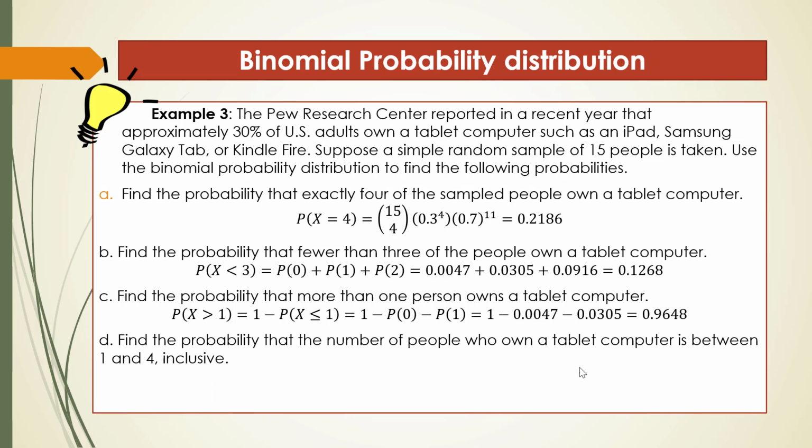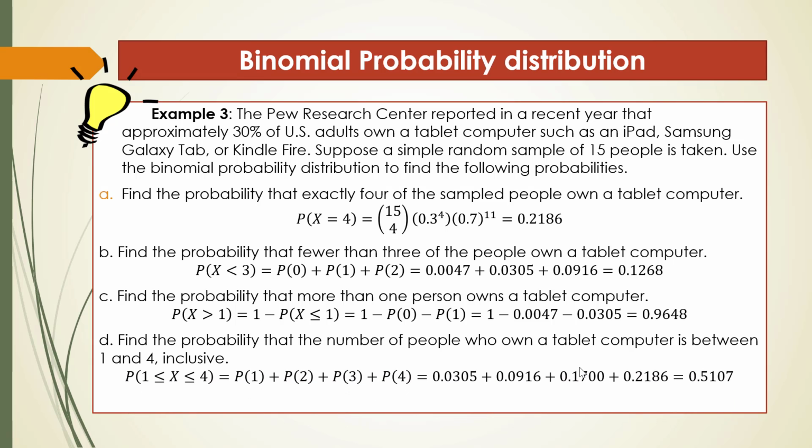Part D, find the probability that the number of people who own a tablet computer is between 1 and 4 inclusive. So between 1 and 4, that means the number of people who own a tablet computer can be either 1, 2, 3, or 4. So we basically add these 4 probabilities together. We get 0.0305, 0.0916, 0.1700, 0.2186, and we get 0.5107.